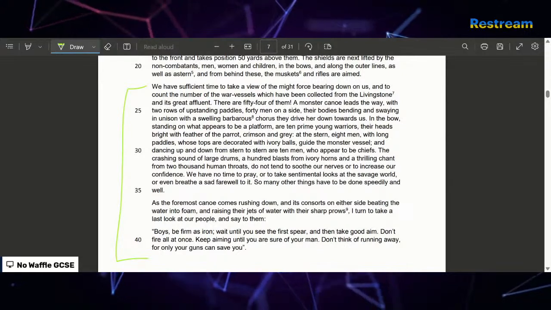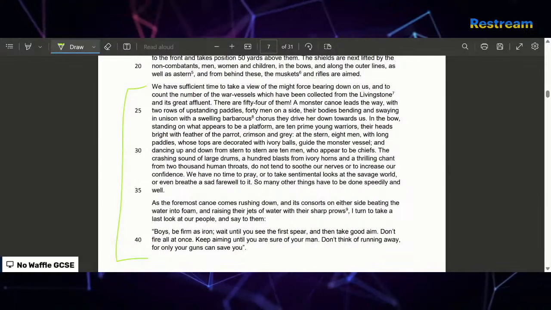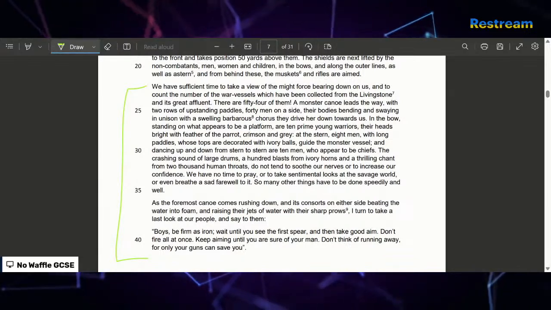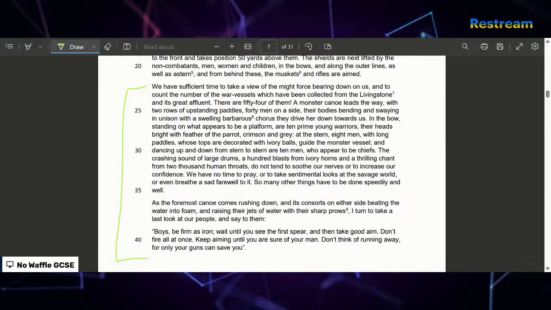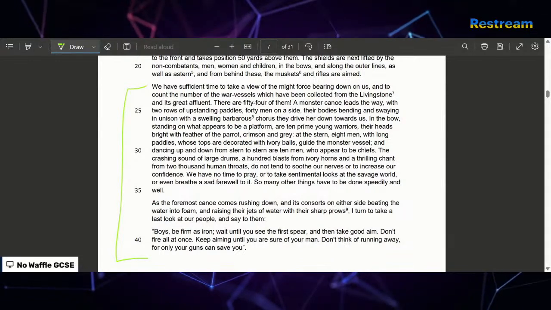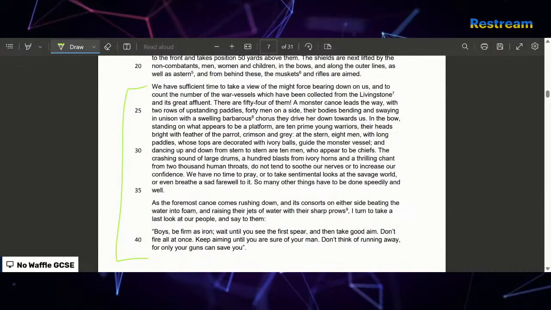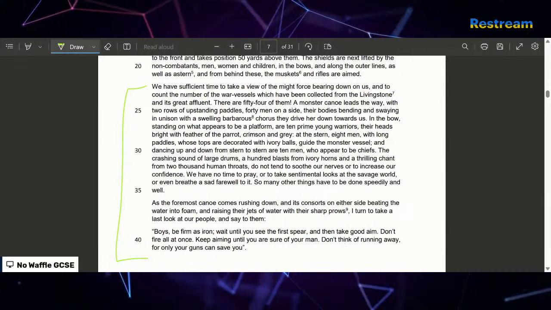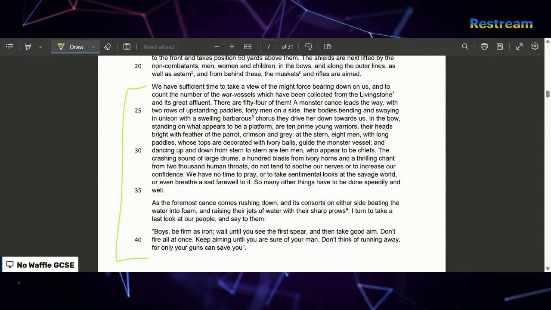They drive her down towards us. In the bow, standing on what appears to be a platform, are 10 prime young warriors, their heads bright with feather of the parrot, crimson and grey. At the stern, 8 men with long paddles, whose tops are decorated with ivory balls, guide the monster vessel. And dancing up and down from the stern to stern are 10 men, who appear to be chiefs.